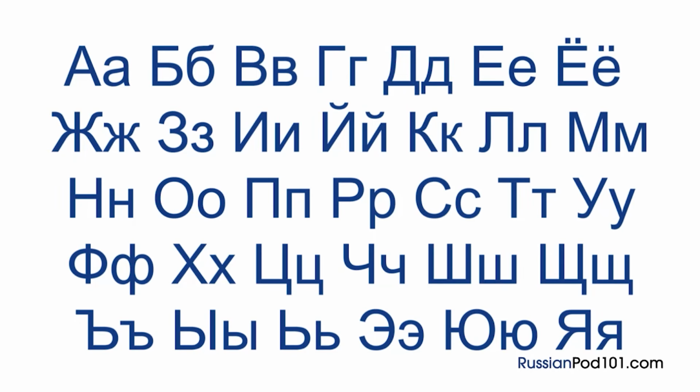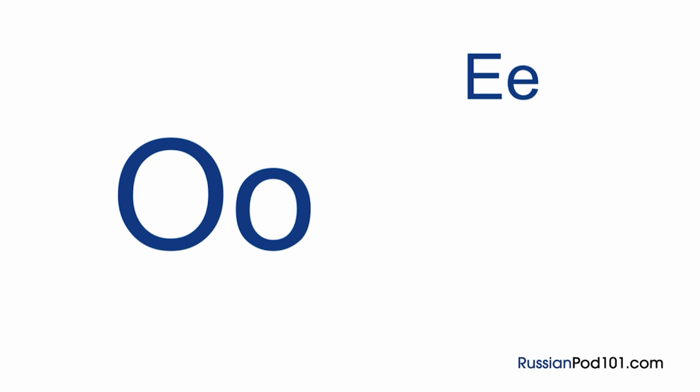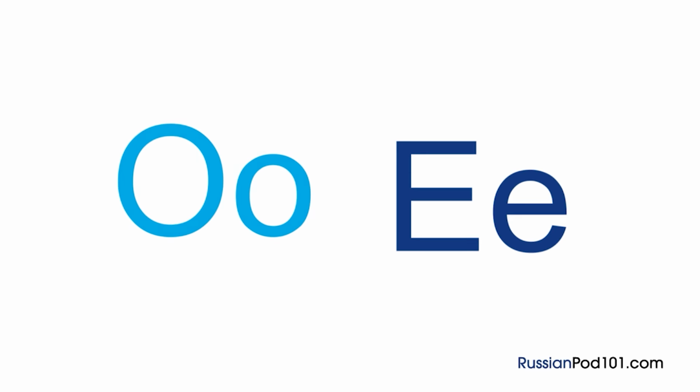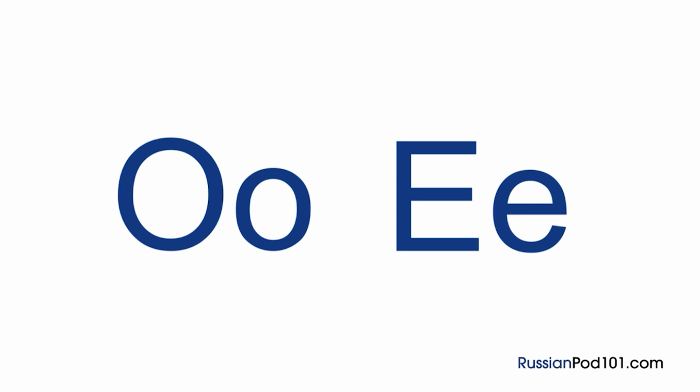Let's think back to those letters which have multiple pronunciations. There are only two, O and Ye. So for example, O can be read as O or A, but how do you know when? Well, it depends on whether or not they are the stressed vowel in the word. When O and Ye are stressed, they sound normal. So let's see a simple case.